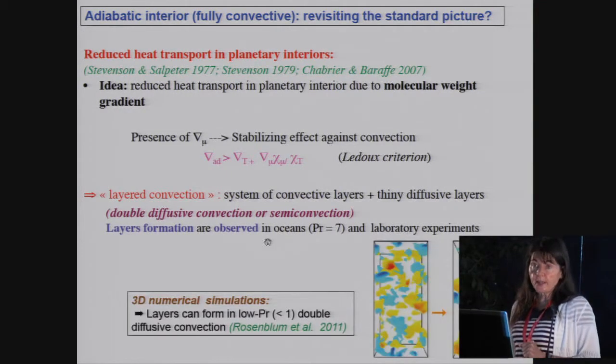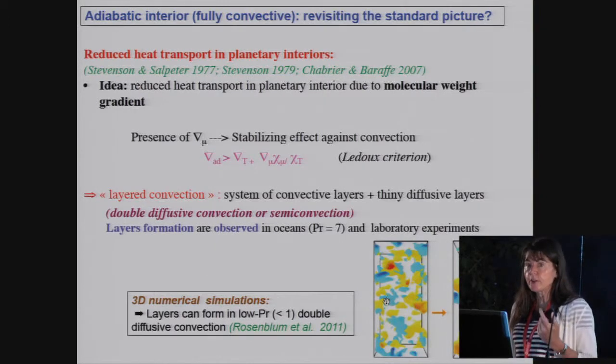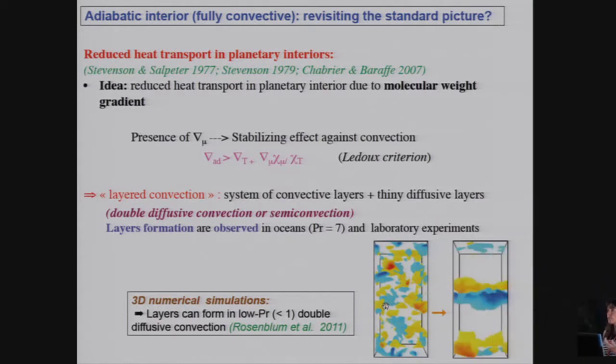More interesting is that recently, with 3D numerical simulations done by Rosenblum, Mirouh, and Pascale Garaud and those people, they also find the formation of layers in an environment where you have molecular weight gradients, and they find that in an environment of low Prandtl number, which would be more characteristic of planetary environments.